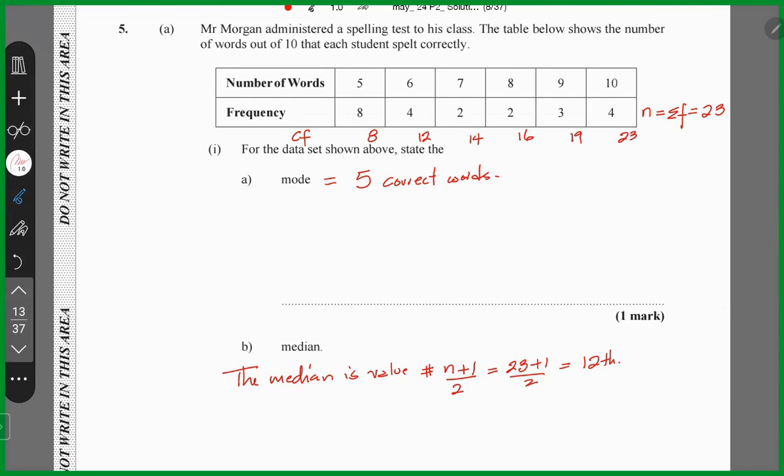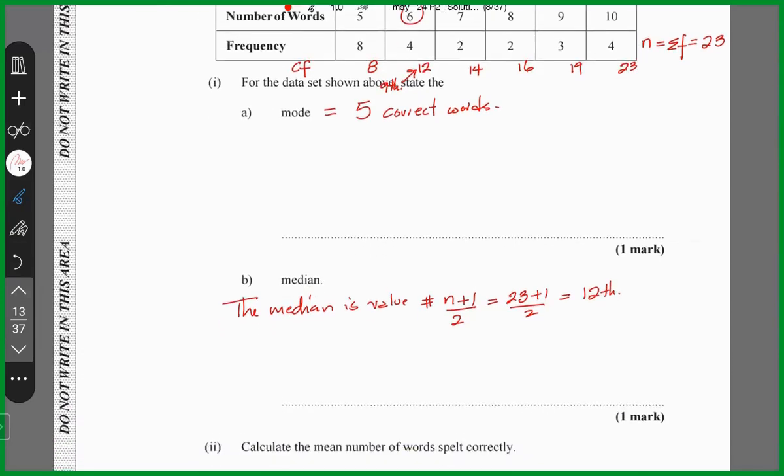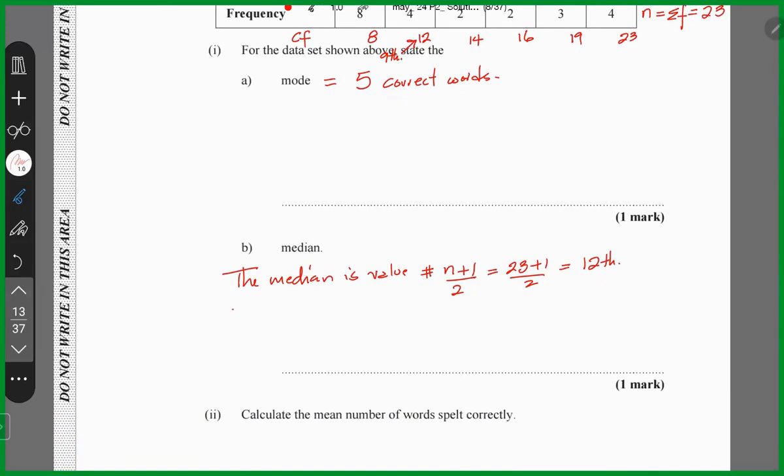Here's how it works. The first 8 values are 5. Now the 9th value to the 12th value is 6. That is important because the median is the 12th value. So the median, Q2, is equal to 6 correct words.